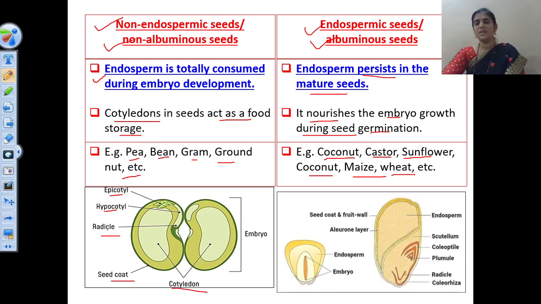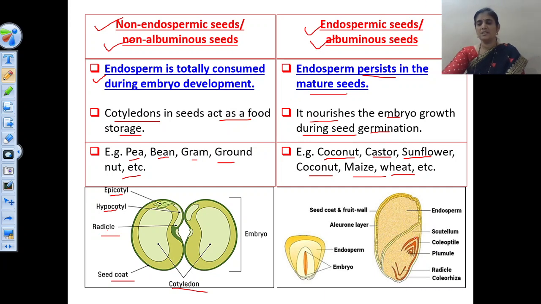Let us see in the diagram here again the example, maize. You can see here, this is the structure of endosperm, means this endosperm is present in the mature seed. This is the embryo and this is the endosperm, and endosperm is still present after the maturation of the seed, and therefore such seeds are called endospermic seeds. So this is the difference between two types of seeds, that is non-endospermic seeds and endospermic seeds. The examples of these seeds are very important from the examination point of view.